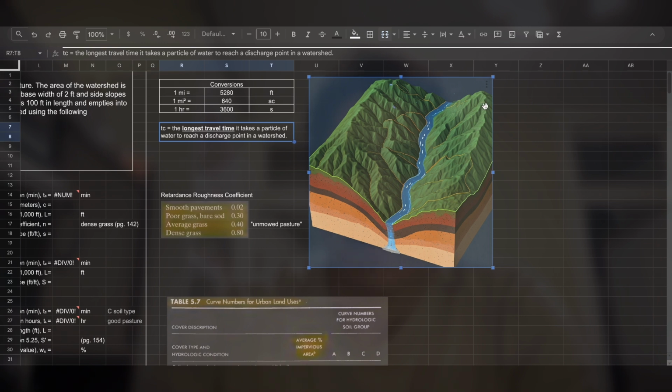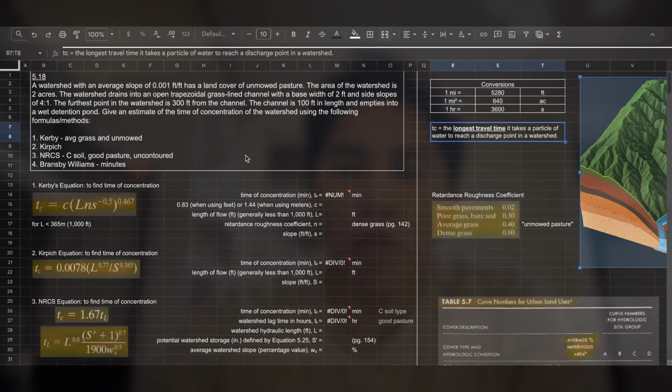So instead of focusing on the farthest point on the watershed, it is actually the water drop that takes the longest to reach the outlet. That's the most basic definition of time of concentration. Now we have a few equations that we can use to determine the time of concentration, and that's what we're going to learn in this video. This was a pretty long intro, but I just wanted to take the time to contextualize where we are going and what we have covered so far.